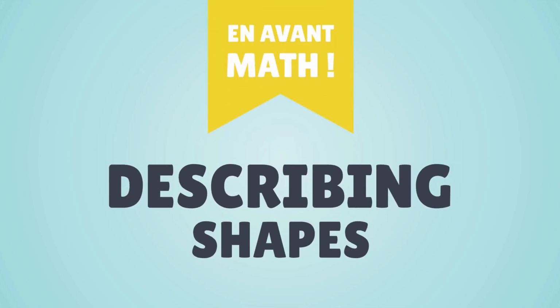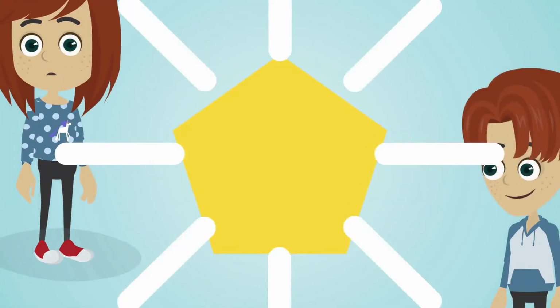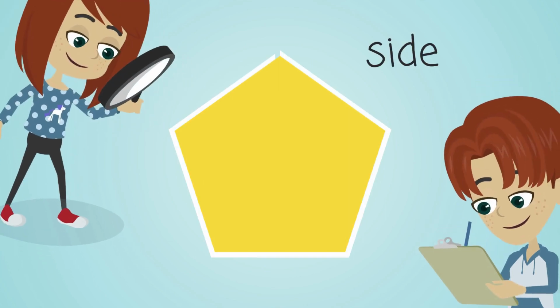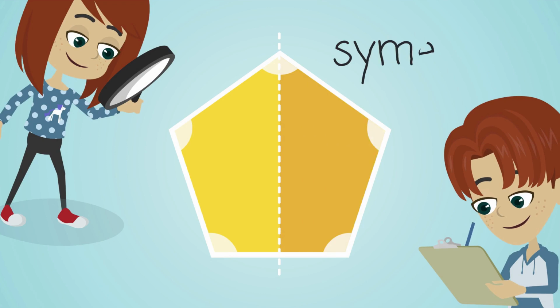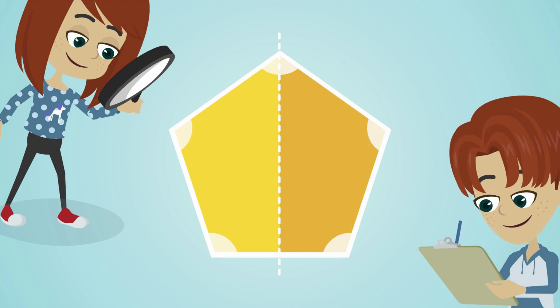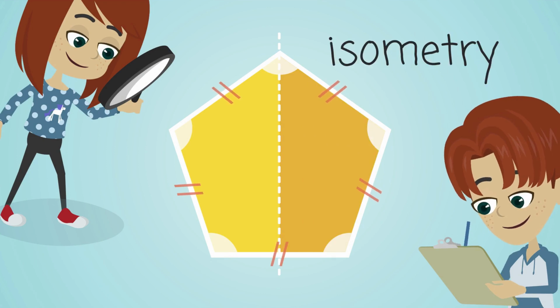Describing shapes. To describe a figure, children must observe its different characteristics and know how to name them. It's also a good way to familiarize children with the vocabulary of geometry.